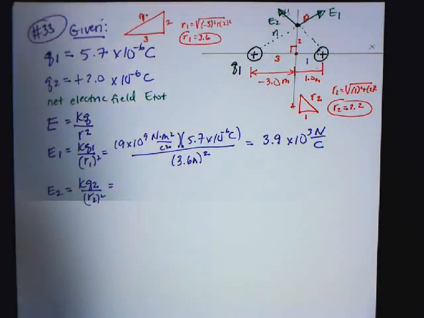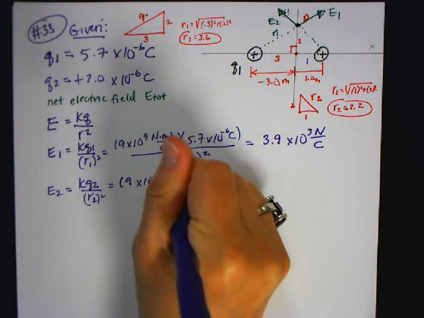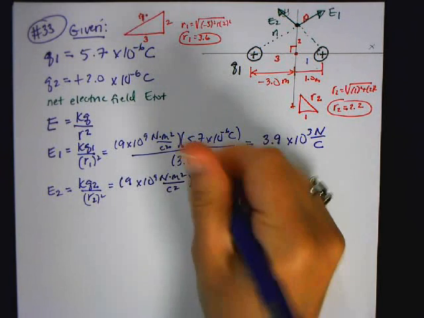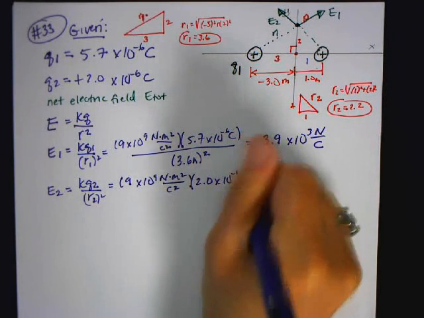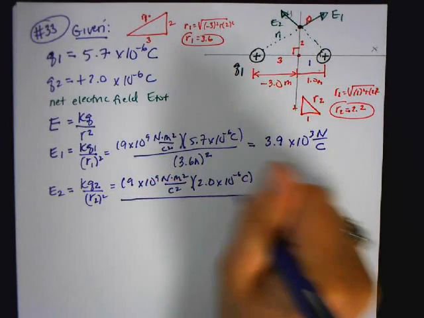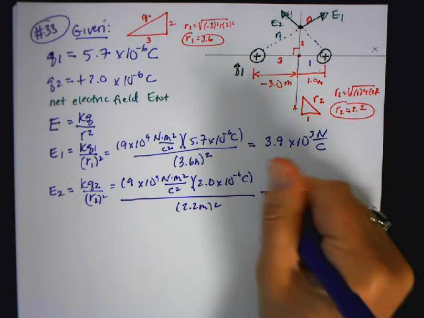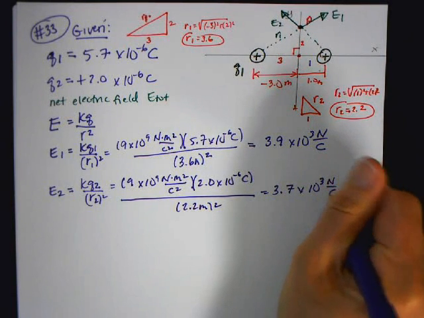So now I'll substitute it in my equation. 9 times 10 to the 9 newton meter squared per coulomb squared times 2.0 times 10 to the negative 6 coulombs divided by 2.2 meters squared. So this comes out to be 3.7 times 10 to the 3 newtons per coulomb.